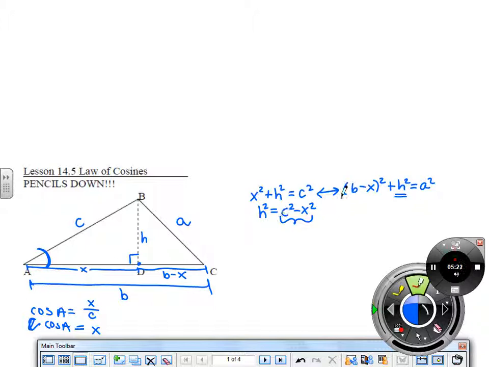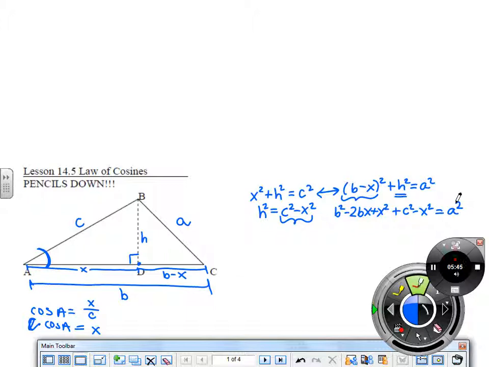Okay? So I'm going to multiply out this. So that's going to be b squared minus 2bx plus x squared. Then I'm going to replace h squared with what it's equal to. So according to this equation, h squared is equal to c squared minus x squared. So plus c squared minus x squared. Again, that came because I replaced h with what it was equal to.